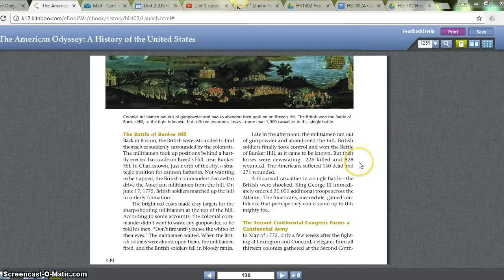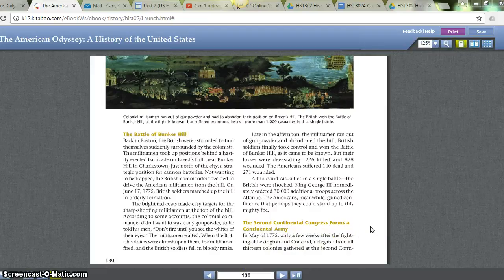British soldiers finally took control and won the Battle of Bunker Hill, as it came to be known. But their losses were devastating: 226 killed and 828 wounded. The Americans suffered 140 dead and 271 wounded. With 1,000 casualties in a single battle, the British were shocked. King George III immediately ordered 30,000 additional troops across the Atlantic. The Americans, meanwhile, gained confidence that perhaps they could stand up to this mighty foe.